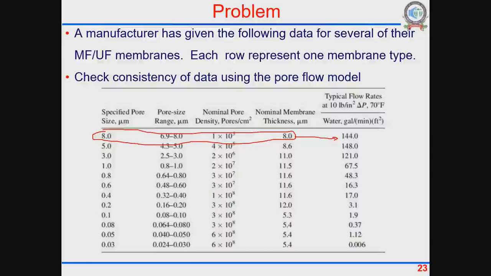Or take another kind of membrane, 0.2 micron pore size, 3 into 10 raised to 8 pores per centimeter square, 12 micron thickness of the membrane. If you take this membrane, would you get 3.1 gallon per minute per feet square as the water flux through the membrane at a transmembrane pressure of 10 psi? Okay, so you do this problem for yourselves.